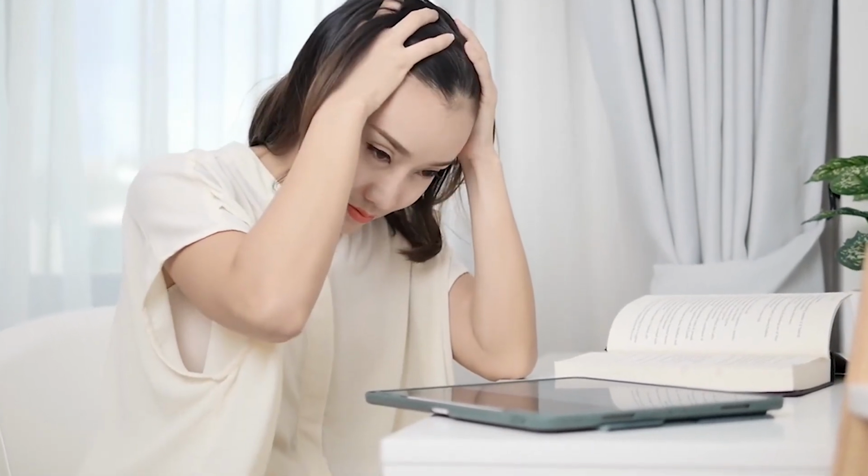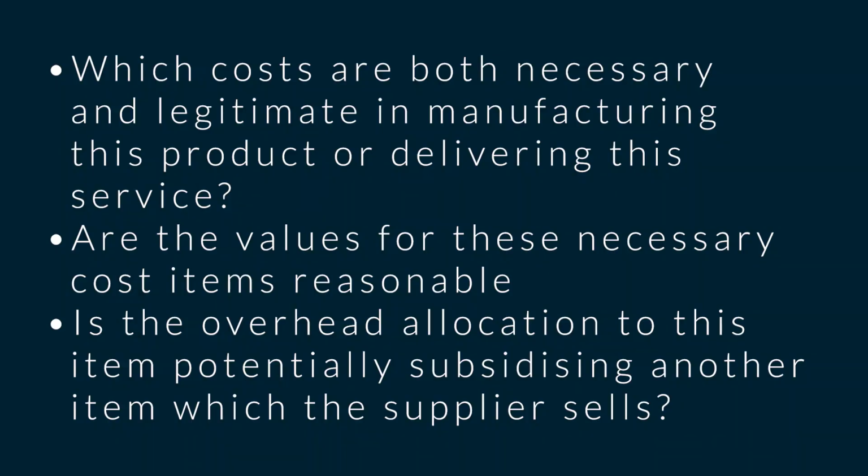Then obviously the thing that you have to be very careful with is exactly what it is that you're purchasing, because if you purchase something, that is cost. So you need to look at that and make sure that you're only buying things that you need so that you reduce cost. It's fairly straightforward. And all this just depends on finding answers to questions like, which costs are both necessary and legitimate in manufacturing this product or delivering this service?